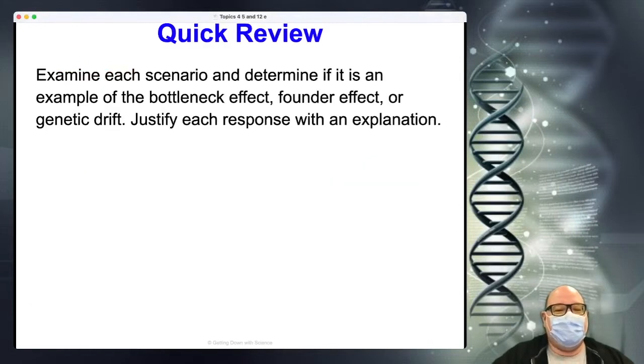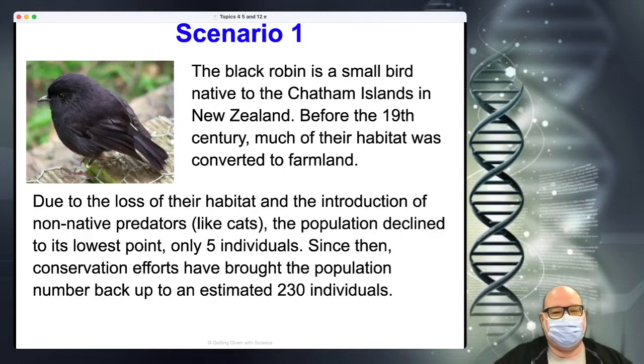All right. So there are 3 different choices here: bottleneck, founder, or genetic drift. Just kind of keep track of your score on your own. We'll just go through some examples. You tell me what they are.